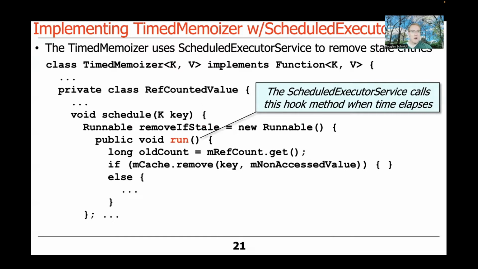Now, keep in mind, this run hook method is going to be called back in the context of the scheduled executor service thread. The thread that's running there in the background is going to call this run hook method back when the timeout period elapses. We're going to schedule this runnable for a certain time in the future, let's say a second, just to give an example. And when that second elapses, this run method will get automatically called back by the scheduled executor service in that background thread.